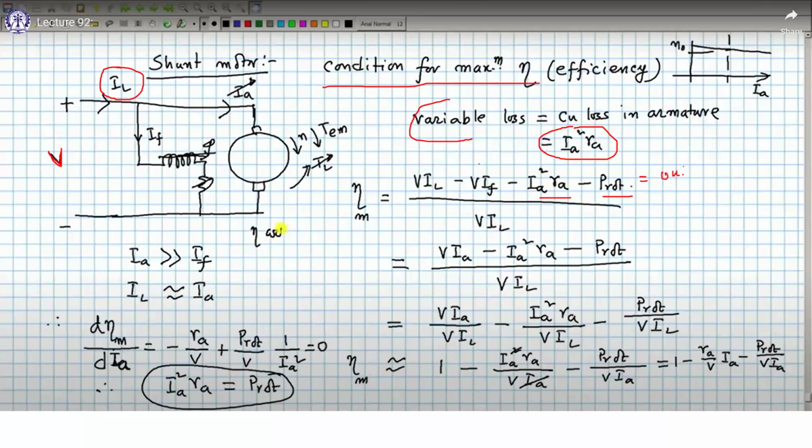See, this is output by input only. Now what is output? Output is input minus losses. So here we are writing output as input minus losses. Input is V into IL, minus all the losses: minus all the copper losses and minus the rotational loss. All the copper losses means IA square RA, the copper loss in the armature, and this is IF square RF, and this is the rotational loss. So all the losses we are subtracting from the input to get the output.